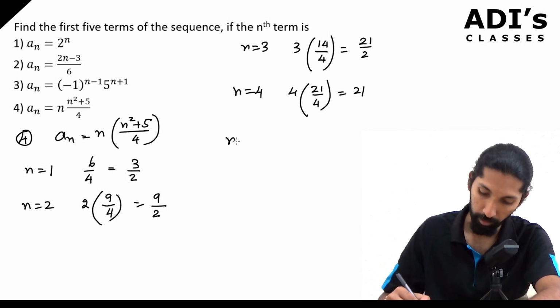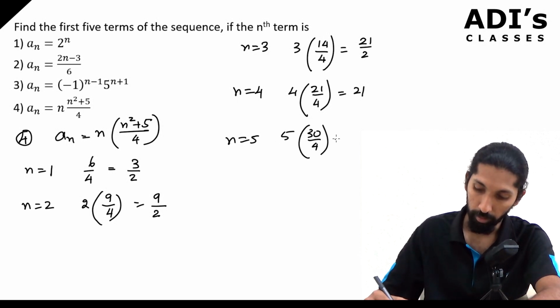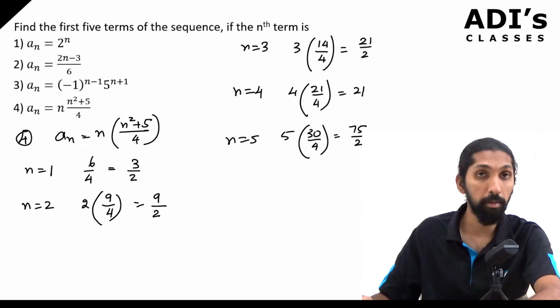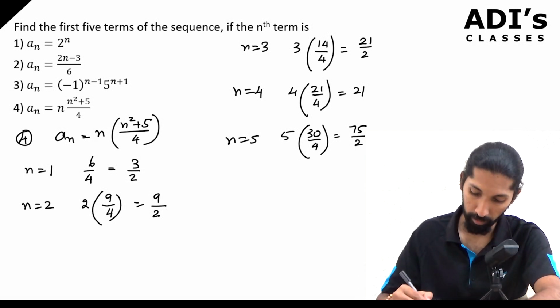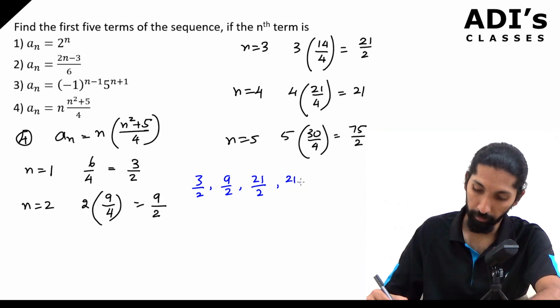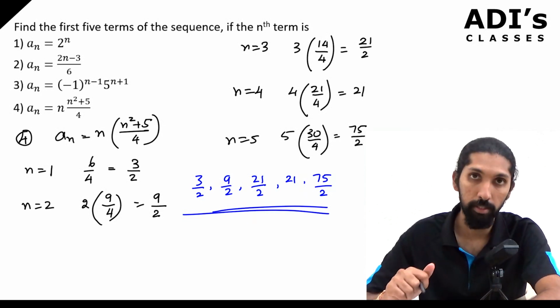Next, n is equal to 5. 5 into 30 divided by 4. That's 75 divided by 2. Okay. So, what are the numbers now? The sequence is going to be 3 by 2, 9 by 2, 21 by 2, then 21, then 75 by 2. So, these are the first 5 terms of the sequence.